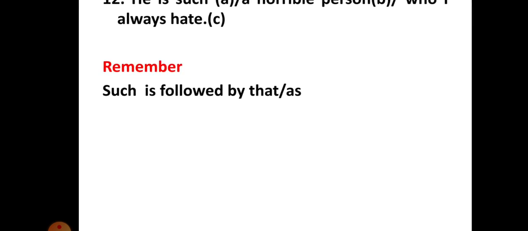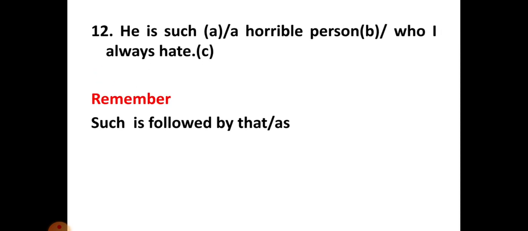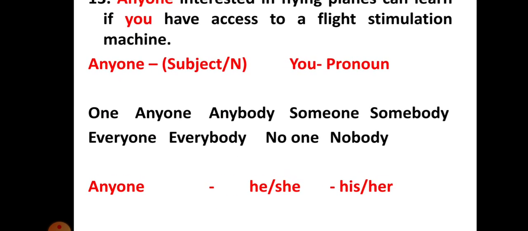Next, he is such a horrible person who I always hate. Remember, such is always followed by that or as. Such is always followed by that or as. He is such a horrible person as I always hate, or he is such a horrible person that I always hate. Okay, done. Question number 13.